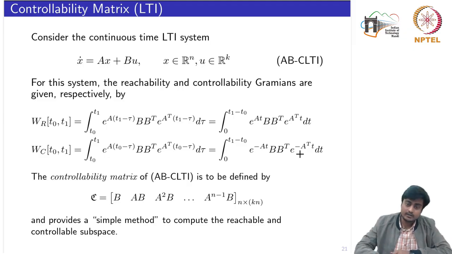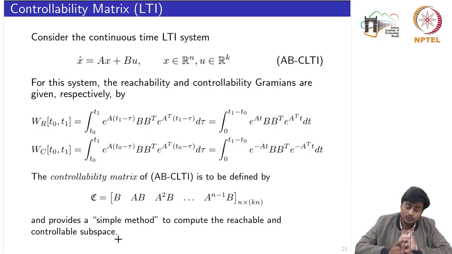Now in addition to that, we define another matrix called the controllability matrix of the pair A, B, which is defined by this symbol: B, AB, A squared B, up to A to the power n minus 1 times B, where n is the dimension of x. The dimension of the controllability matrix is n rows and k times n columns. This provides a simple method to compute the reachable and controllable subspace.